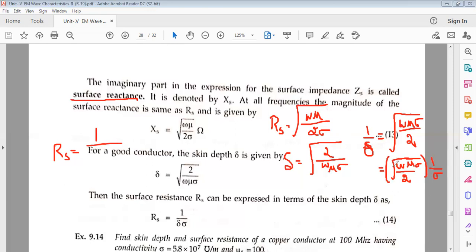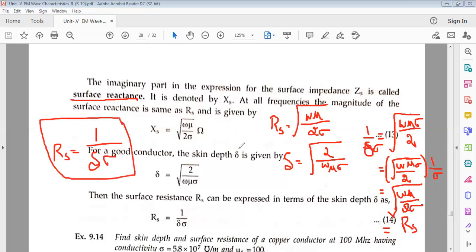This total function is delta. Now I am multiplying by 1 by sigma also. So with delta into sigma, it becomes under root of omega mu, the root sigma in the numerator cancels with the sigma in the denominator, giving 2 sigma under the root, which is equal to Rs. So Rs is equal to 1 by delta into sigma. It's a very, very important relation, my dear students.